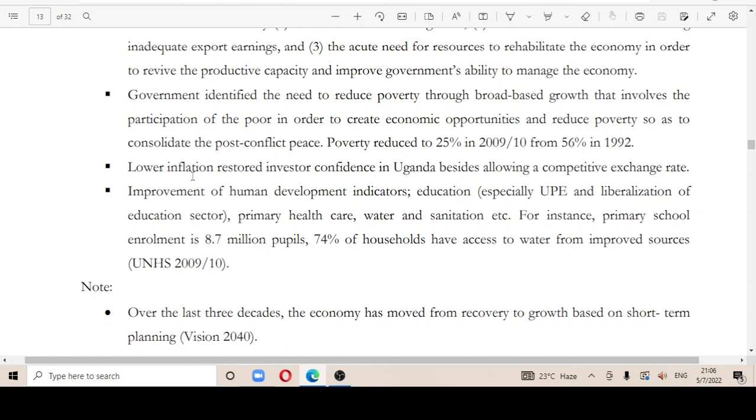Then we are having the lower inflation, which restored investor confidence, e.g. the IMF and the World Bank, which encouraged other investors to follow along. Then improvement of the human development indicators, especially health, education, security, water, and sanitation.